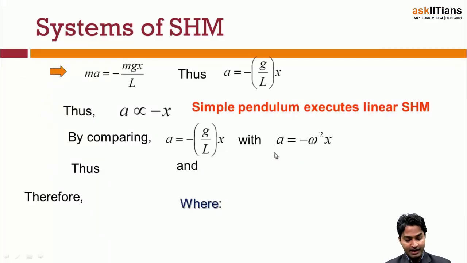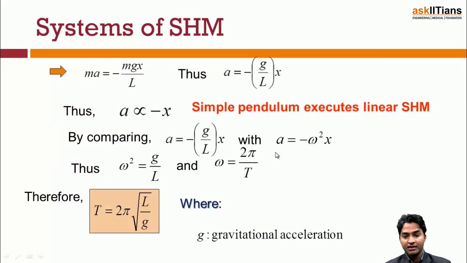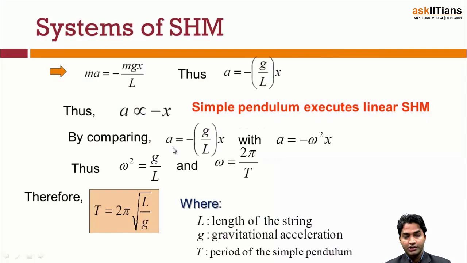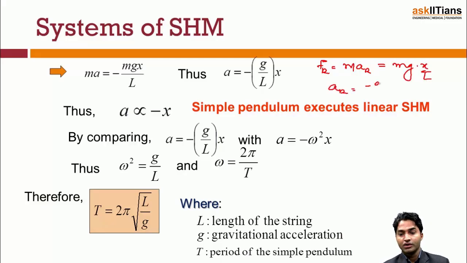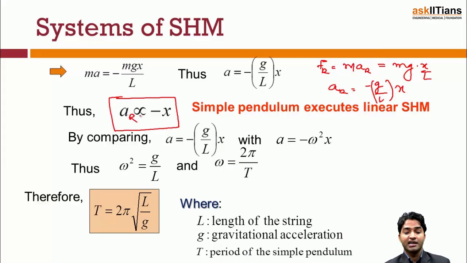In the next slide we discuss the terms involved. Here ma is equal to the restoring force, so mass into restoring acceleration is equal to minus mg x by L. So we get restoring acceleration equal to minus g by L into x. We wanted to prove this because when the restoring acceleration is directly proportional to the negative of the displacement from the mean position, we get the condition for SHM.